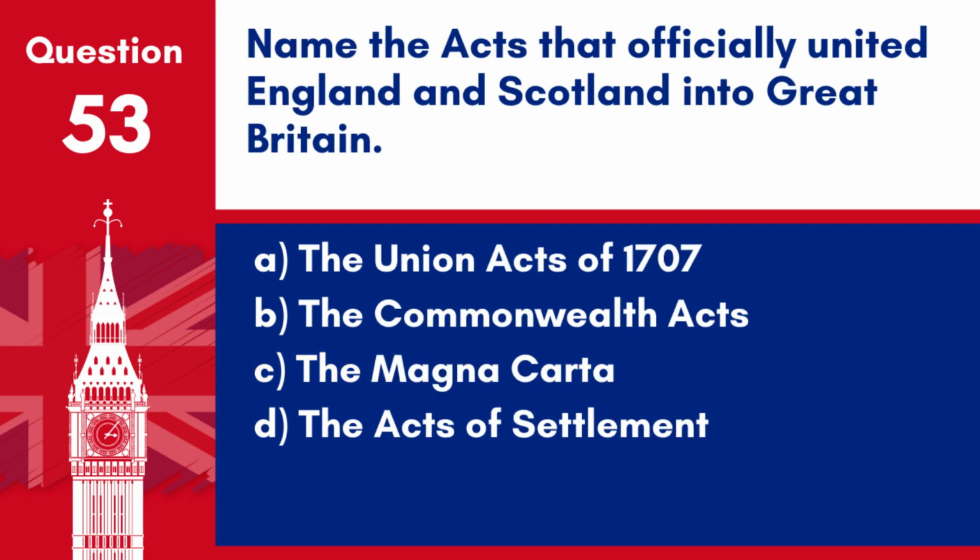Question 53. Name the acts that officially united England and Scotland into Great Britain. A. The Union Acts of 1707. B. The Commonwealth Acts. C. The Magna Carta. D. The Acts of Settlement.